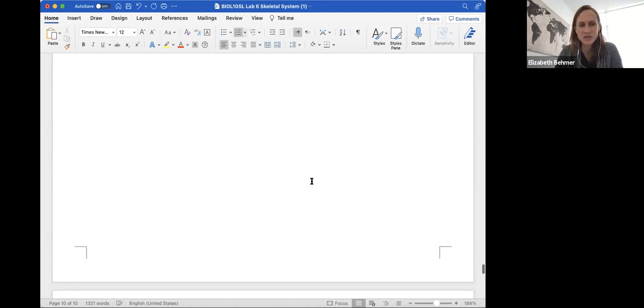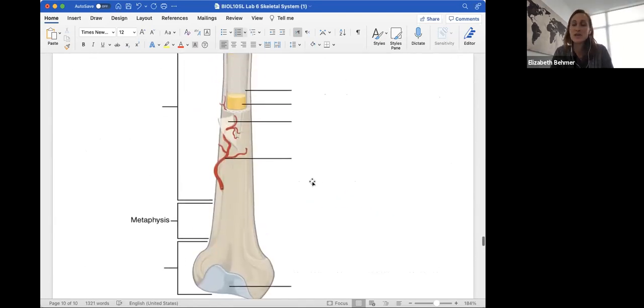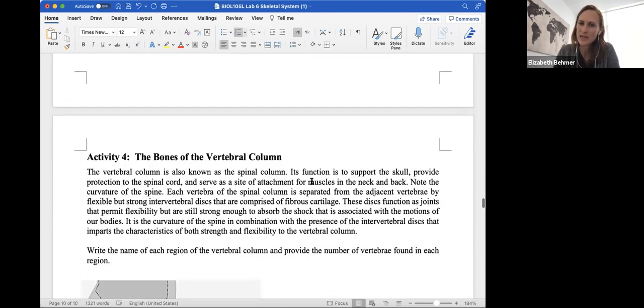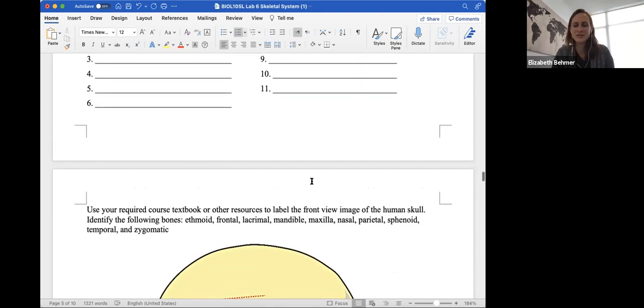But that's all you need to do for this week's worksheet. Fill out basically all these labeling pages, submit it. Again, if you are working in a group, just a reminder to put all of your names on the worksheet. And if you do, for some reason, get a 0, just email me and let me know the group that you worked with. And I think that's it.